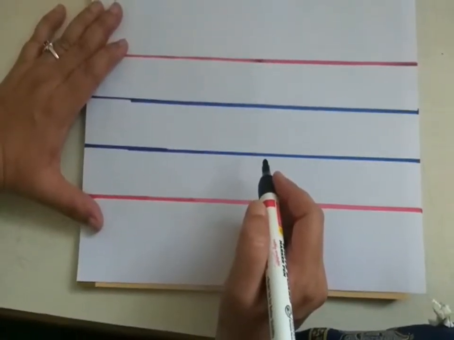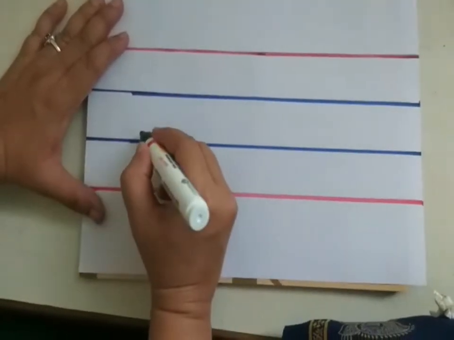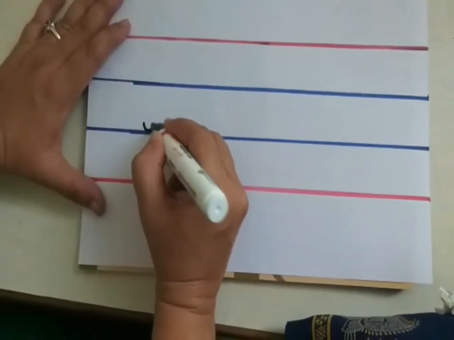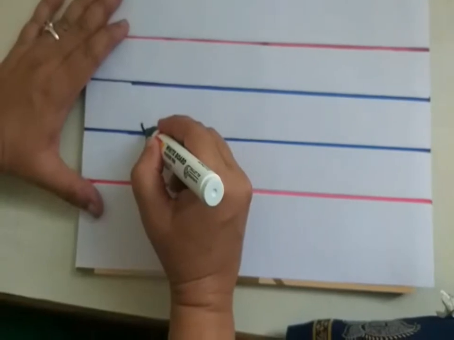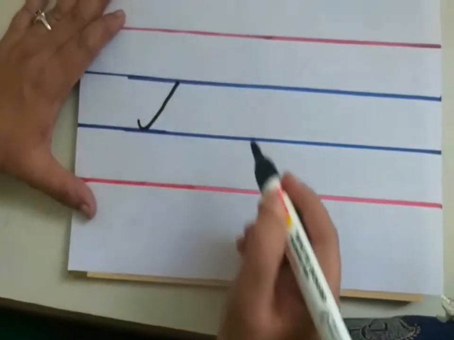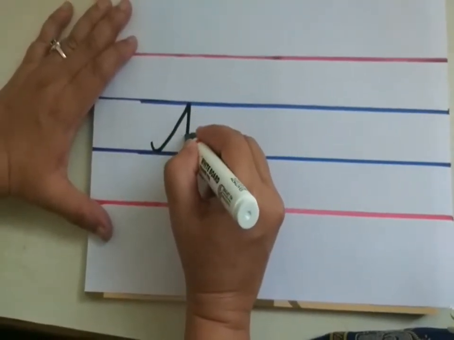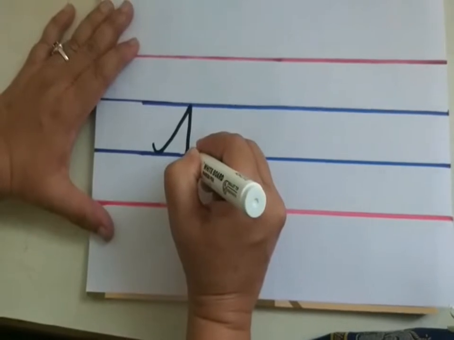L after which letter comes, children? L after M. Shall we write M? Make a small curve. Okay. Now go up to the second blue line. Slanting line you have to go, children. Now come down to the third blue line. Like standing line you have to go.